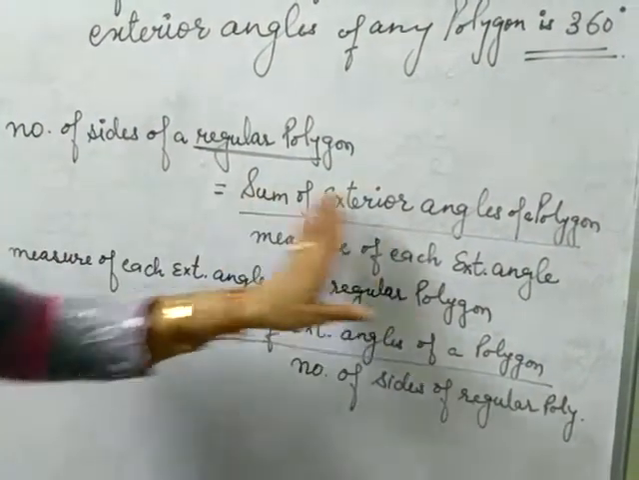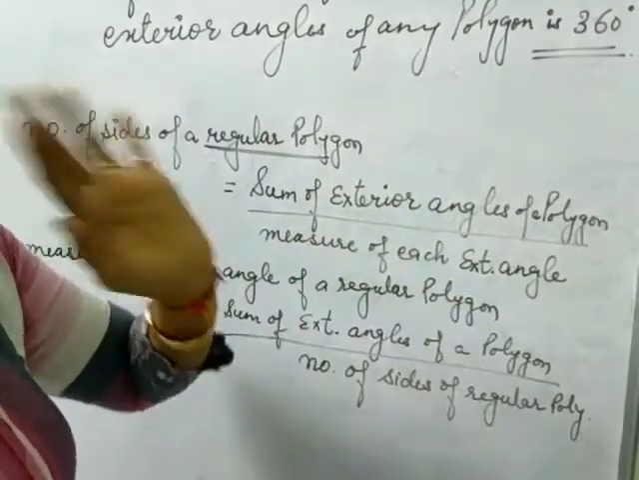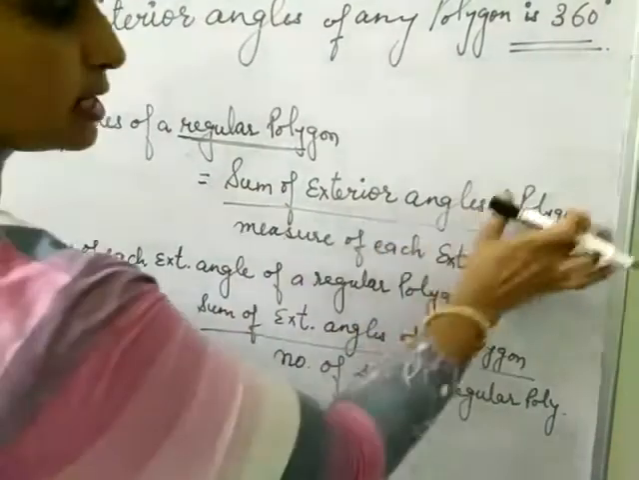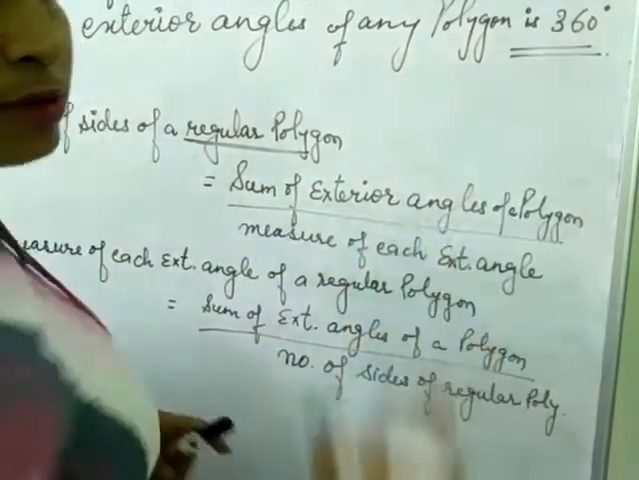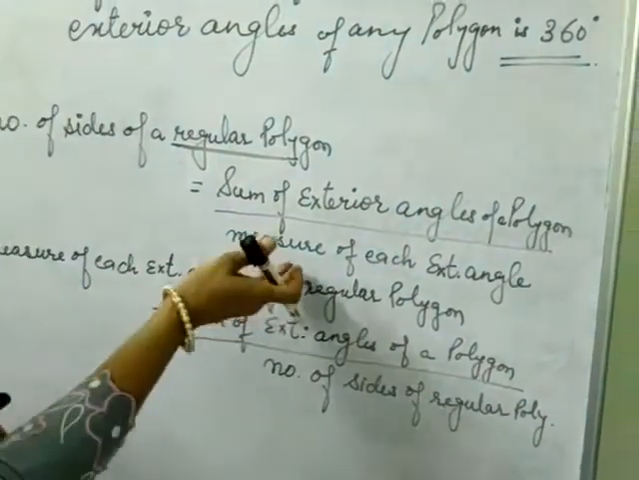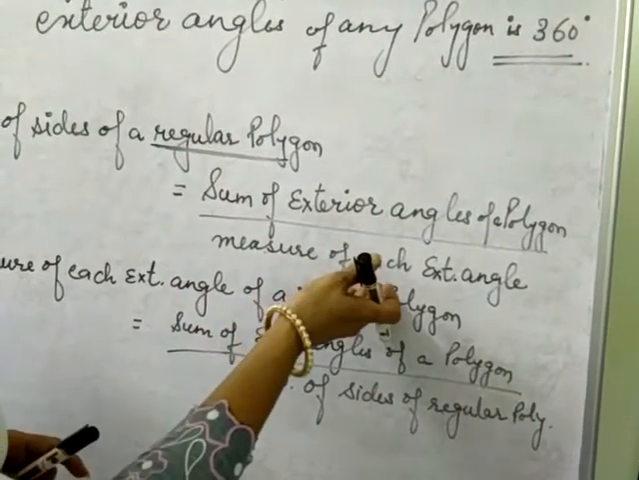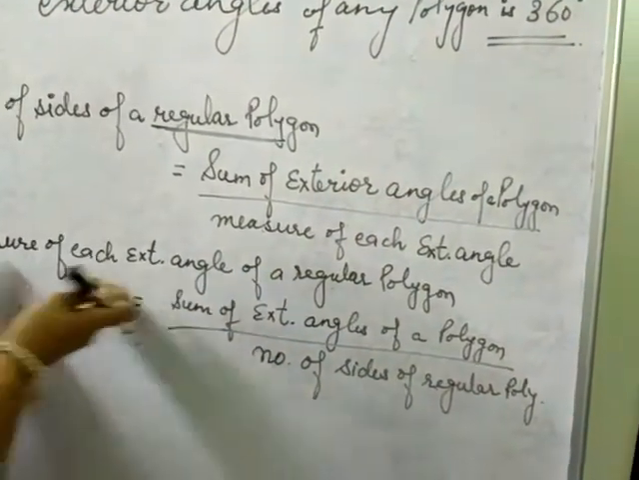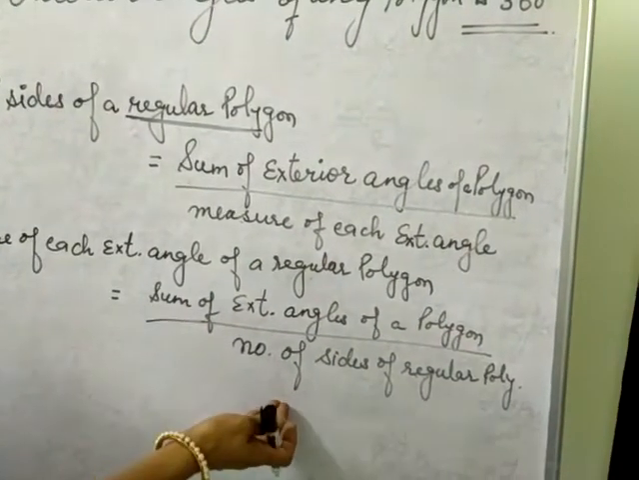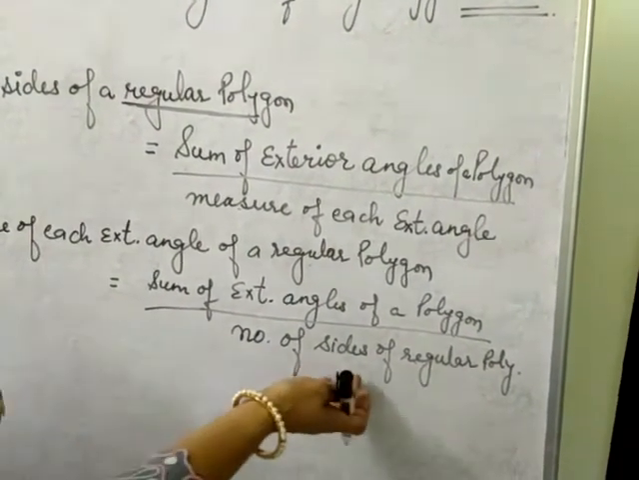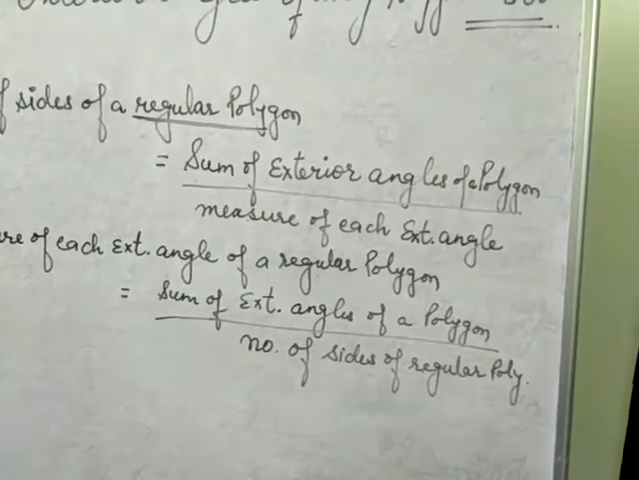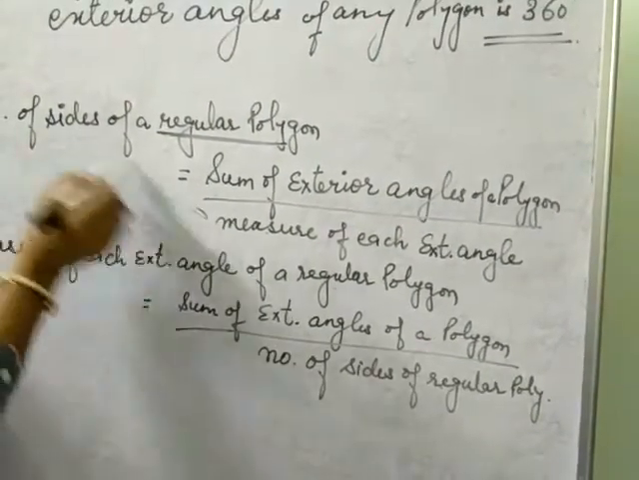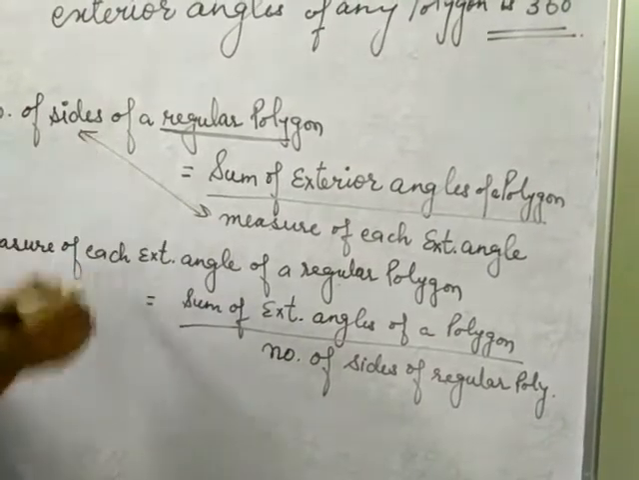The common part, what will come on top? Sum of exterior angles. Whatever the polygon may be, it's always 360 degrees. So what can you write in its place? Sum of exterior angles is always going to be 360 degrees divided by the measure of each exterior angle if you are calculating the number of sides. And if you have to calculate each exterior angle, then what will come in the denominator below? That is the number of sides. These both formulas are interlinked with each other. I have only changed the places of these two and you are getting this formula.